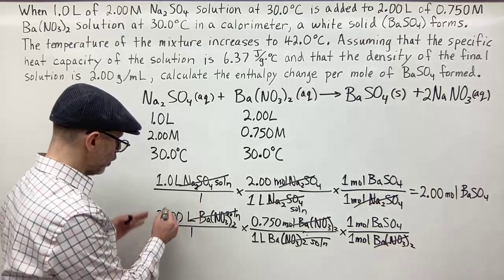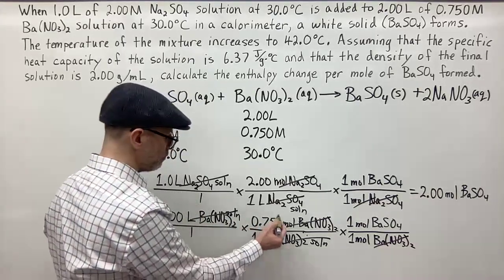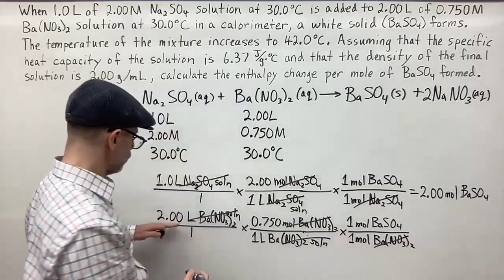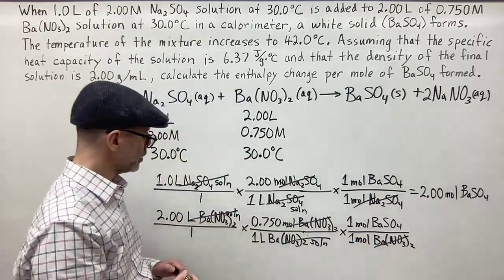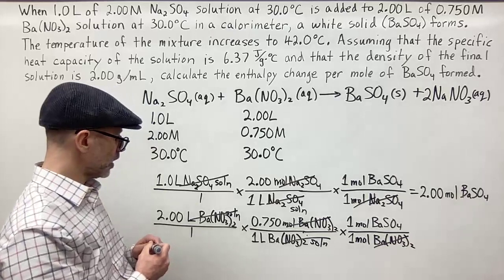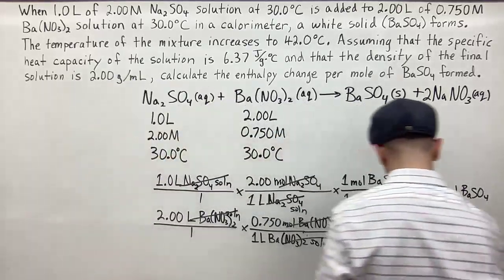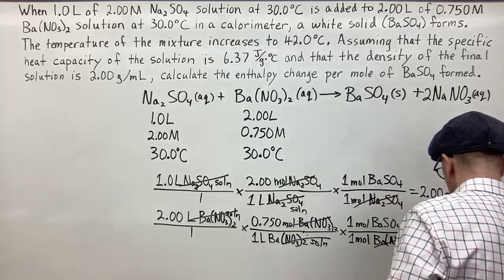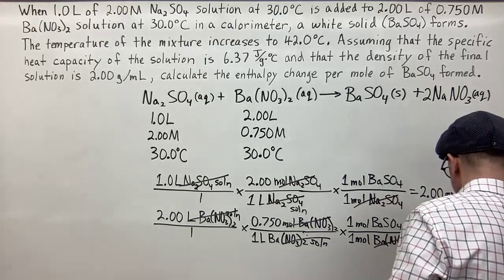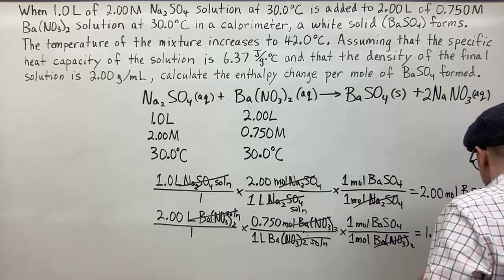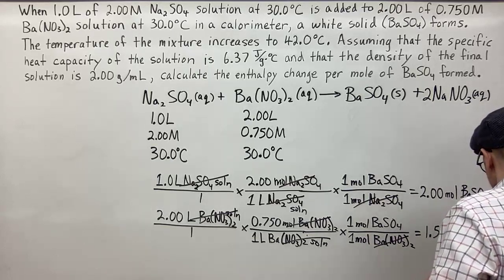This time I have 2 times 0.750 multiplied by 1 divided by 1. So it's just 2 times 0.75. So that's going to be 1.5, which is equal to 1.50 moles of barium sulfate.